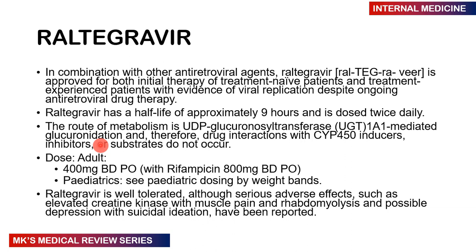Then of course, because it's metabolized by UGT, the dose in adults is 400 milligrams orally twice a day. With rifampicin, you give 800 milligrams orally twice a day. And then I'll show you the dosages for pediatrics. Then raltegravir is well tolerated. There may be some serious adverse effects such as elevated creatine kinase with muscle pain, rhabdomyolysis, and possibly depression with suicide ideation. These things have been reported.